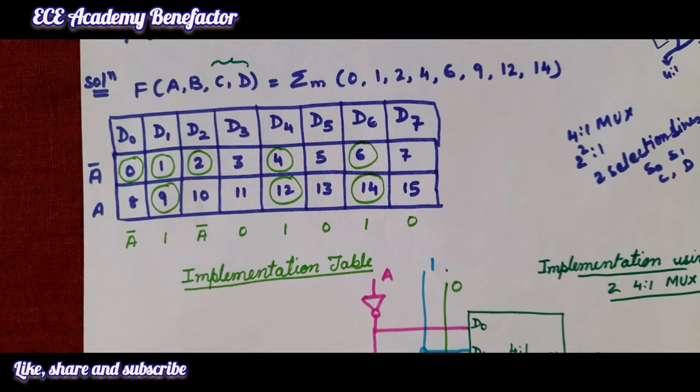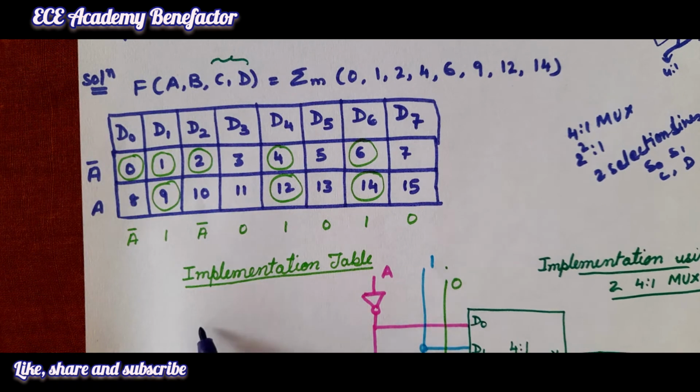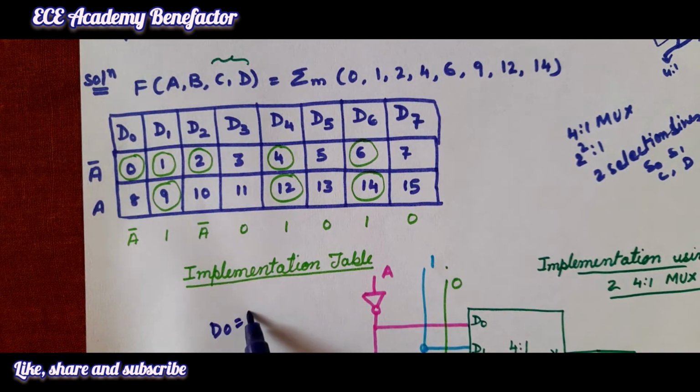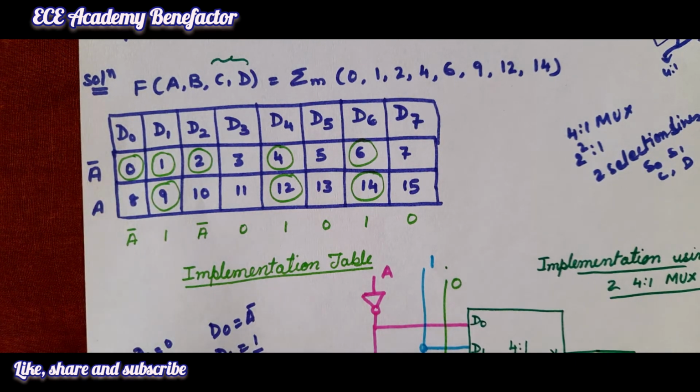D0 is connected to A bar, D1 is connected to 1, D2 is connected to A bar, D3 is connected to 0, D4 is connected to 1, D5 is connected to 0, D6 is connected to 1, D7 is connected to 0.